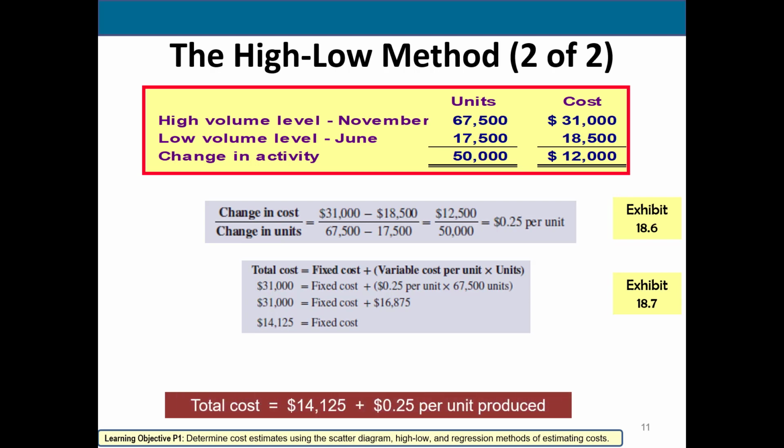So here we're picking November and June as the high and low. You can see we have the units listed and the cost. Then we subtract to get the change in activity. Then we take the difference between the high and the low volume and the high and the low dollar cost. And we divide the change in cost by the change in units.